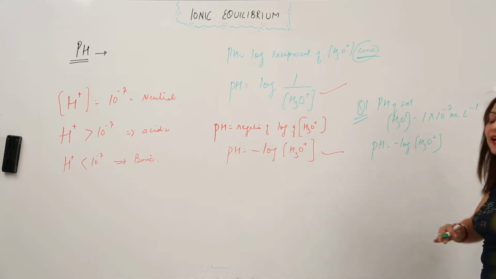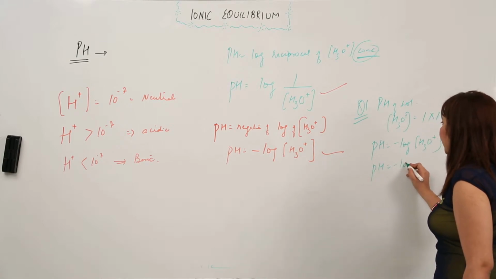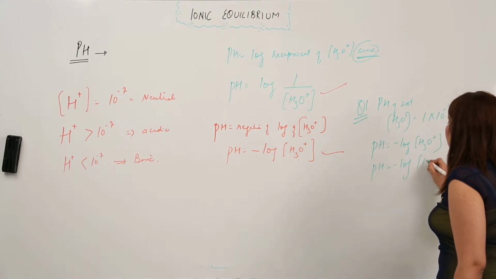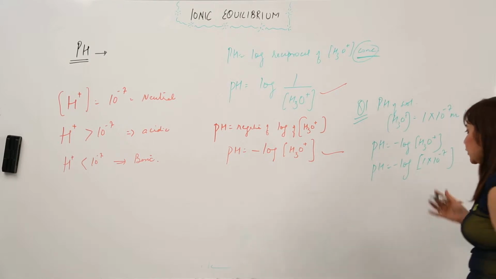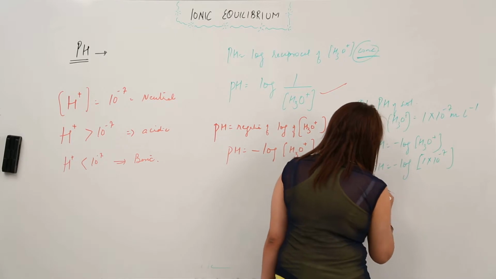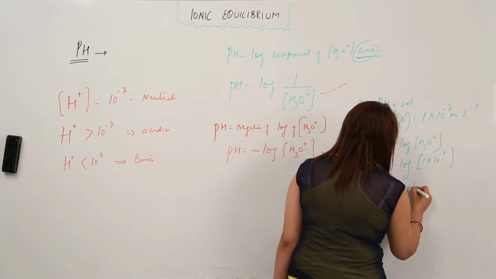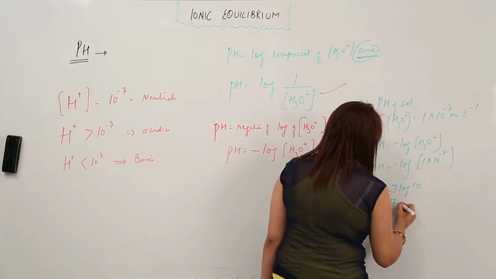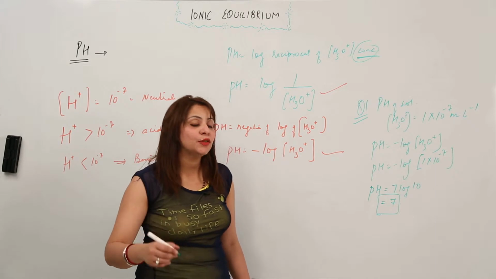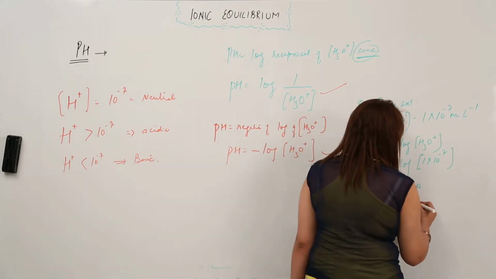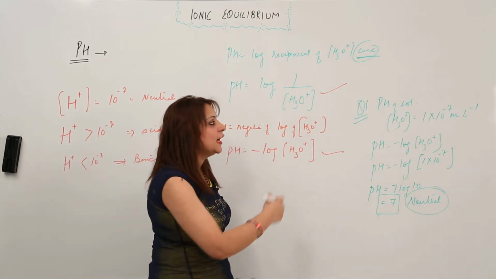Now just put the value of the concentration of the hydronium ion. So it is pH equals minus log of 1 into 10 raised to the power minus 7 moles per liter, right? Further solving it, I get pH is equal to 7 log 10, which comes out to be 7. So that means pH is 7, and anything having pH 7 is considered to be neutral, right? So this is how you're going to do it.